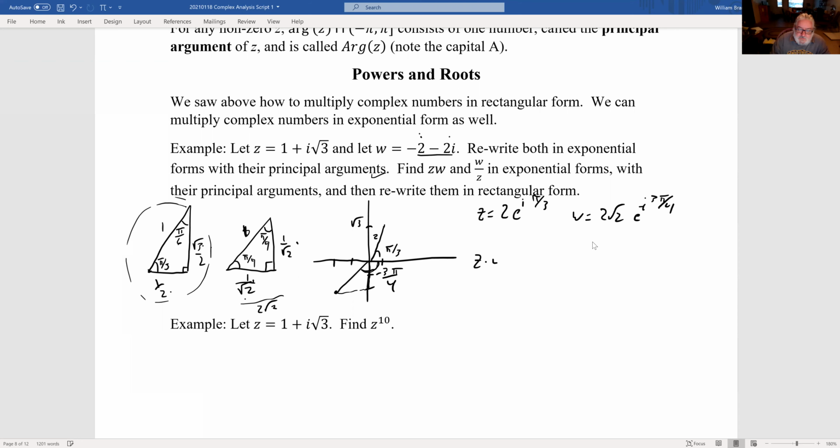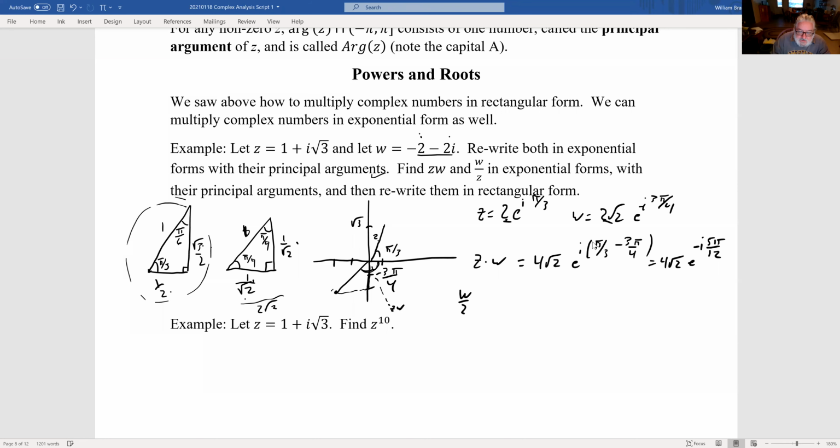So what's z times w? It'll be multiply the radiuses together, 4 root 2, and then e to the i, add the powers, pi over 3 minus 3 pi over 4. And you have to do a little work to do that subtraction, but not a whole lot. It becomes minus 5 pi over 12. Right, and minus 5 pi over 12 is, well, we take minus 3 pi over 4, subtract off pi over 3, 5 pi over 12 would be about here. So there's z times w.